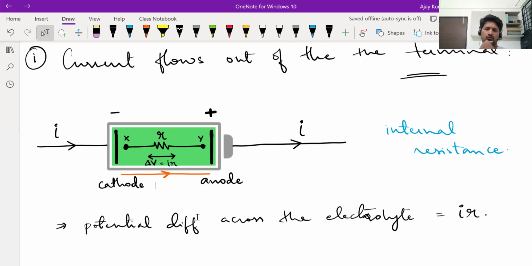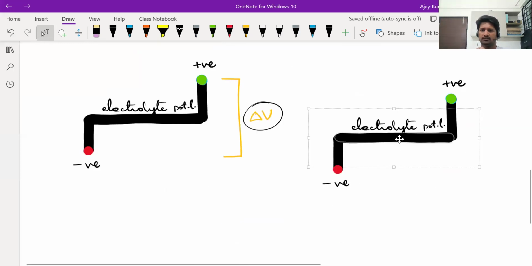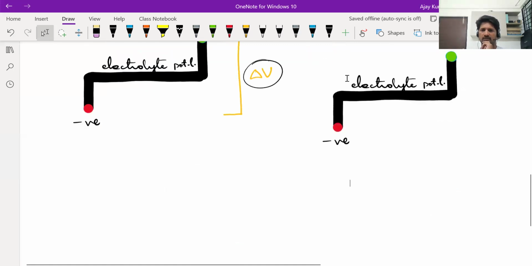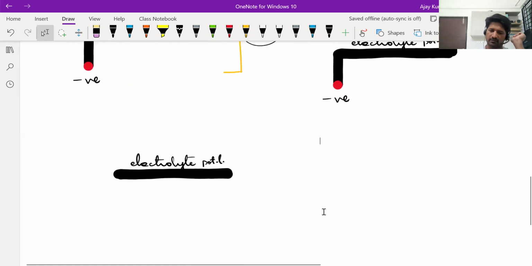Current is flowing from X to Y, then should X be at higher potential or Y be at higher potential? X. X should be at higher potential. So let's consider this electrolyte potential, which was flat, which was uniform when no current flowed through the battery. But when current flows through the battery, this is the end X and this is the end Y. When current flows normally through the battery, X will be at higher potential, Y will be at lower potential.